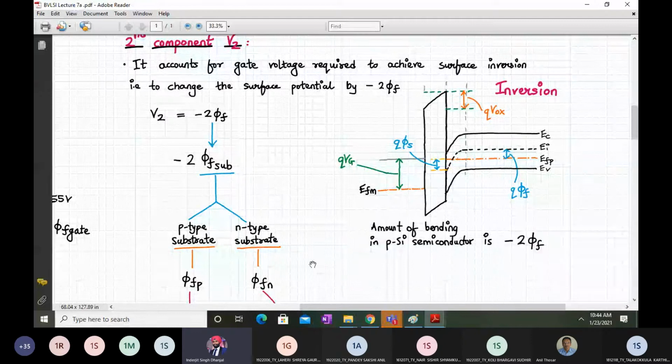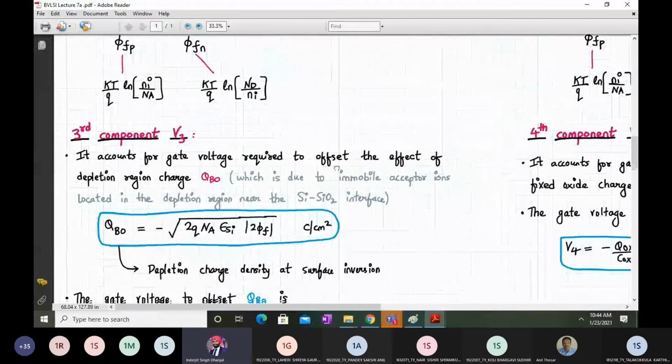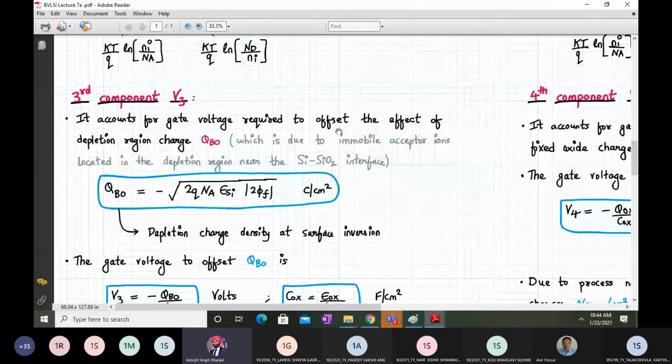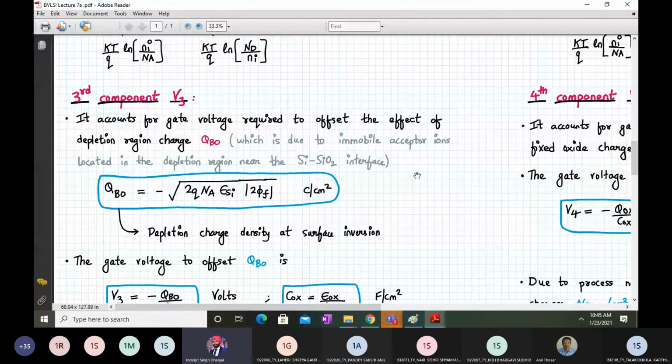Okay, so the next part, the third component, is V3. It accounts for the gate voltage required to offset the effect of depletion region charge. You remember inside the MOS structure, the two-terminal MOS capacitor, there is a depletion layer which is created when the MOSFET is in depletion mode. Now this depletion layer is also present when the MOSFET is in inversion mode. It is due to the immobile acceptor ions located in the depletion region near the Si-SiO2 interface. So we have to overcome this voltage, right?